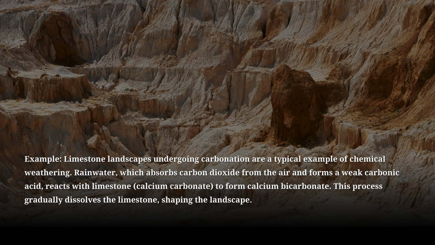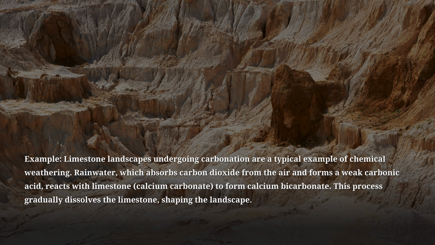For example, limestone landscapes undergoing carbonation are a typical example of chemical weathering. Rainwater, which absorbs carbon dioxide from the air and forms weak carbonic acid, reacts with limestone, calcium carbonate, to form calcium bicarbonate. This process gradually dissolves the limestone, shaping the landscape over time.